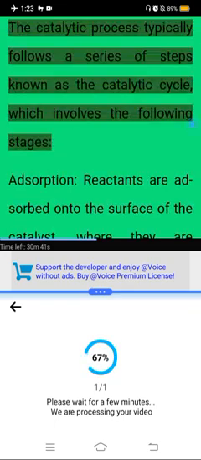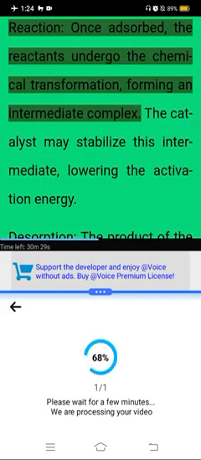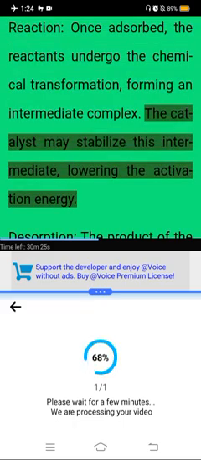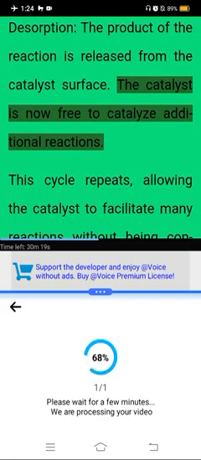3. Catalytic cycle and mechanism. The catalytic process typically follows a series of steps known as the catalytic cycle, which involves the following stages. Adsorption. Reactants are adsorbed onto the surface of the catalyst, where they are brought closer together and oriented in a favorable manner for the reaction. Reaction. Once adsorbed, the reactants undergo the chemical transformation, forming an intermediate complex. The catalyst may stabilize this intermediate, lowering the activation energy. Desorption. The product of the reaction is released from the catalyst surface. The catalyst is now free to catalyze additional reactions.